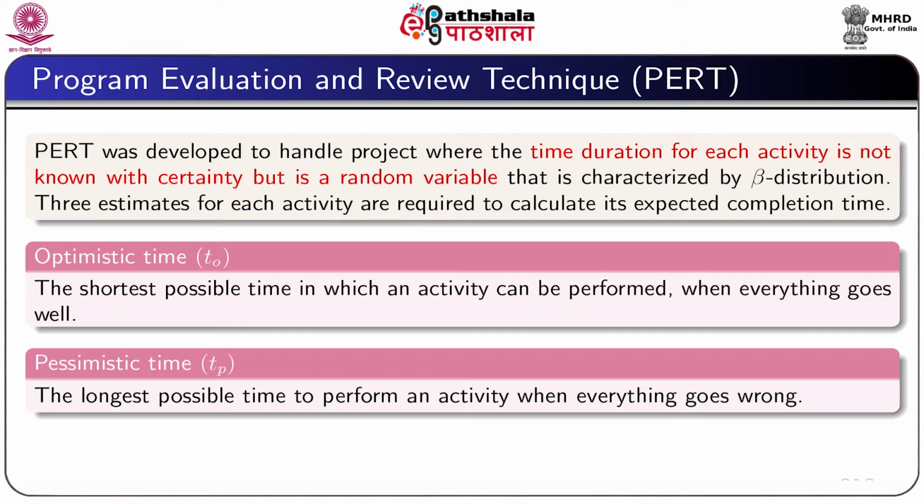Three estimates for each activity are required to calculate its expected completion time: optimistic time, pessimistic time, and most likely time. Optimistic time is the shortest possible time in which an activity can be performed when everything goes well. Pessimistic time is the longest possible time to perform an activity when everything goes wrong.